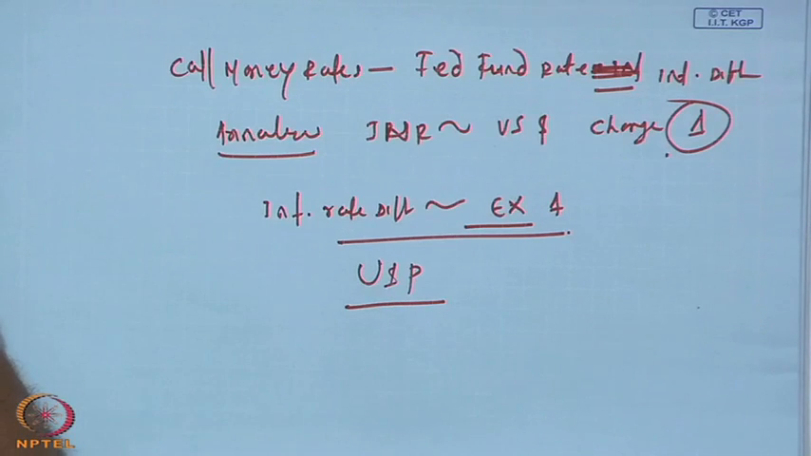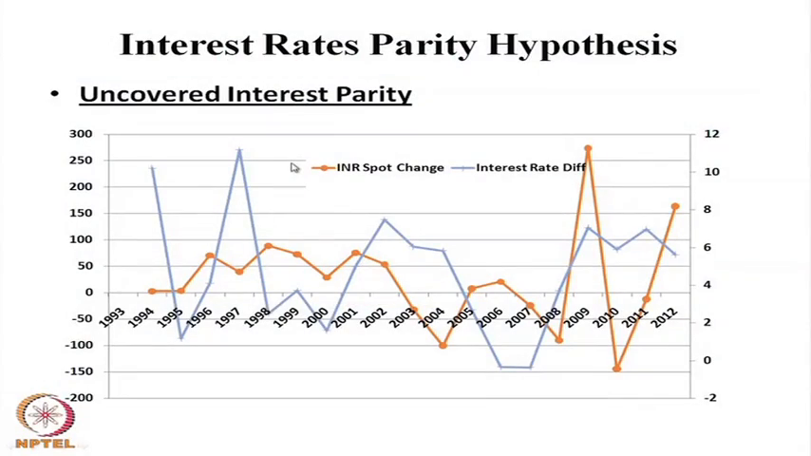If you see the uncovered interest parity graph here, the INR spot change is the light red graph, and the interest rate differential is the blue graph. If you see these two also moving together, this indicates some degree of integration is there. However, these two are not only not moving together, they cannot be equal.